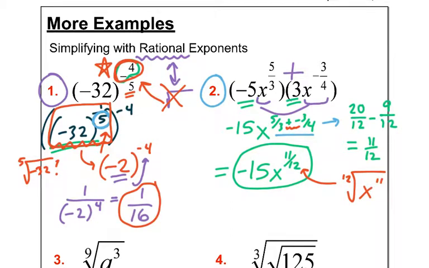Don't need to write that, and actually you can see it's much more compact when it's in terms of exponents. Radicals just look a little bit more complicated, I think. So final answer here looks great.